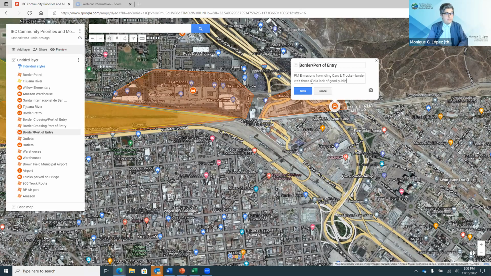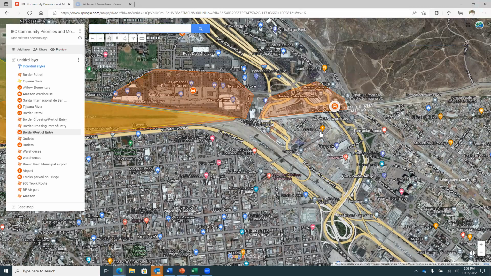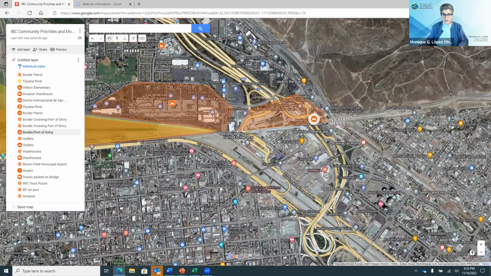So when you say a lack of good public transportation, are you saying in terms of both sides of the border, in terms of people getting to the border, but then also being able to navigate where they need to go once they're on the other side of the border? Yeah, I feel like that would be a good way to put it also. Thanks for sharing that, Alejandro.